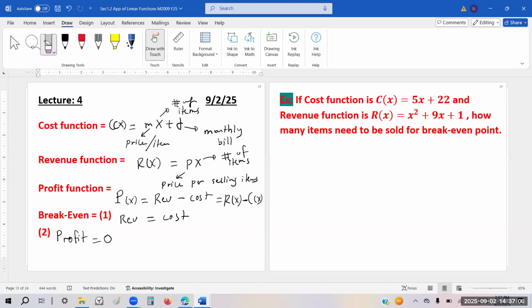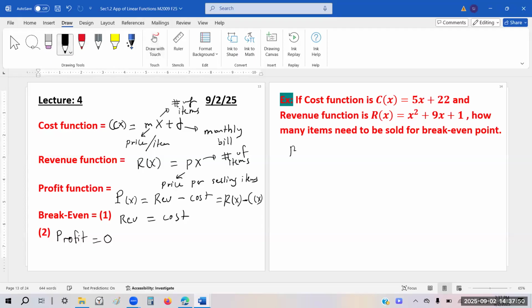Let's do an example. We know the cost function, we know the revenue function they gave us. They are saying how many items we need to sell to have a break-even point. It's basically they're asking, hey, solve for x from the two equations. So which method are we going to use for break-even? We have two methods to find break-even, right? One is revenue equals cost, and another is profit equals zero. So which one is easier for this question? The first one, because we know revenue, we know cost, we can easily figure out break-even.